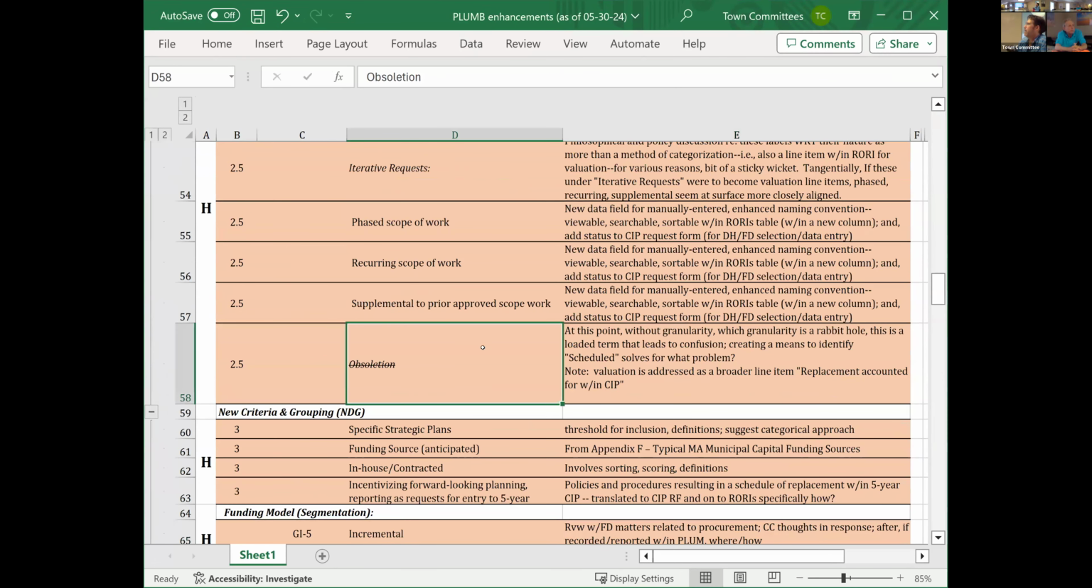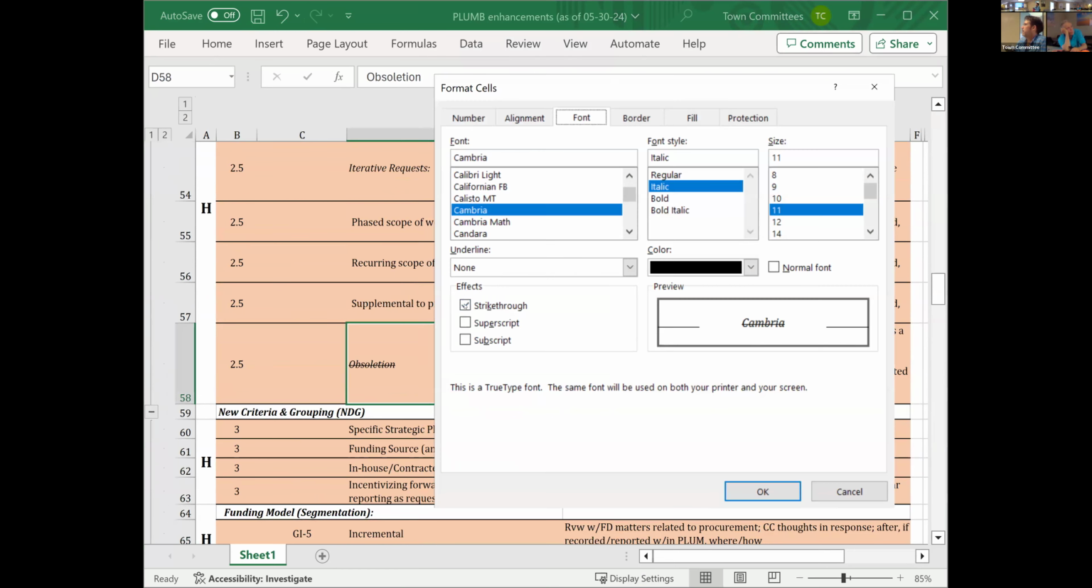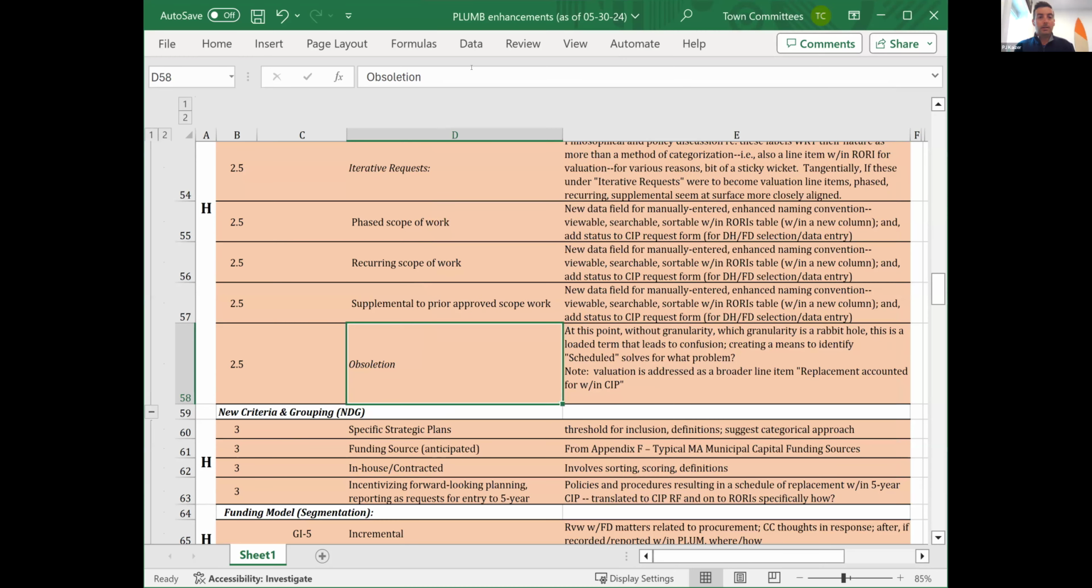So now that we've renamed it, let's remove the strikethrough for the sake of discussion. I wish there was a shortcut key for that. Yeah, if your toolbar is at the top, there's a button there. Yeah, I just can't get at it.